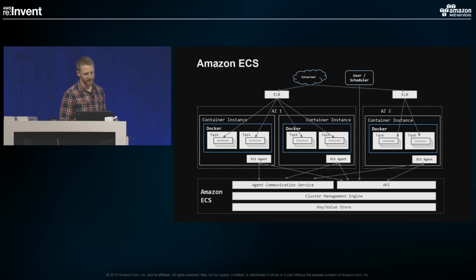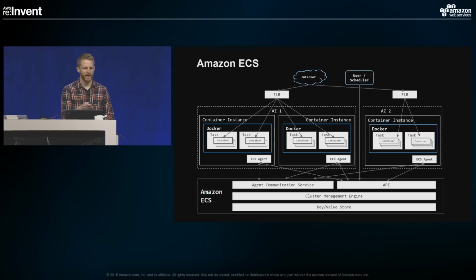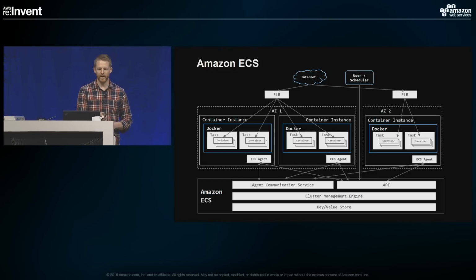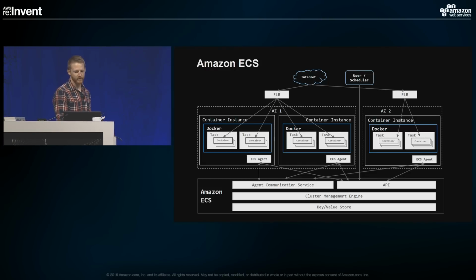Looking at this infrastructure diagram here, the first thing I need to point out is that ECS is a managed service. So AWS runs the state management engine and exposes all the information about your cluster through an API. In the bottom box here, all of these things run in AWS. And then in the dotted line boxes, all of these things run inside of your VPC, and you can configure the networking and the instances as you like.